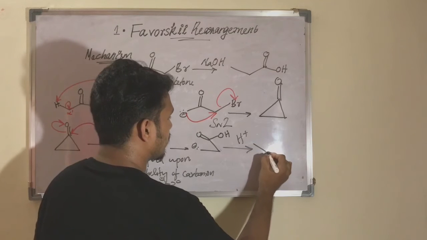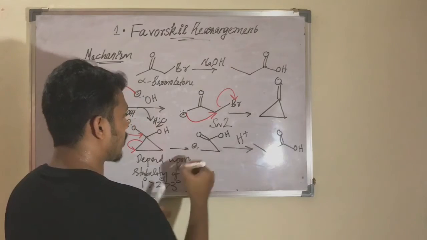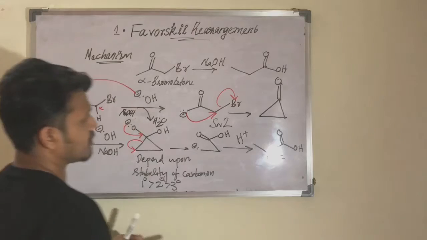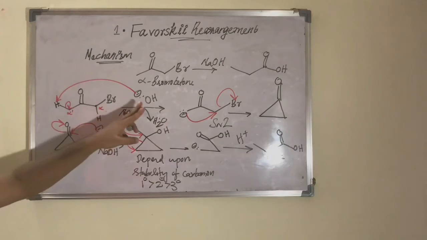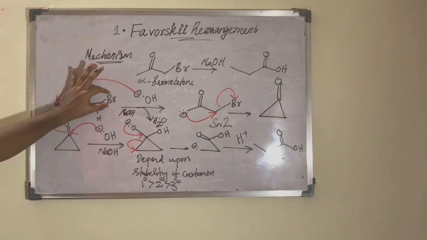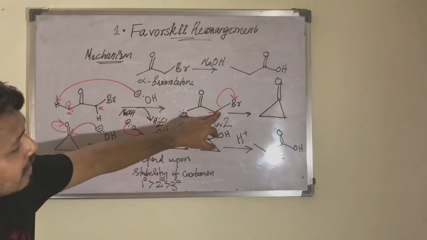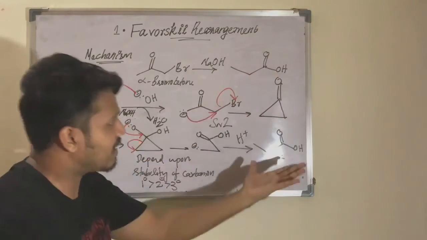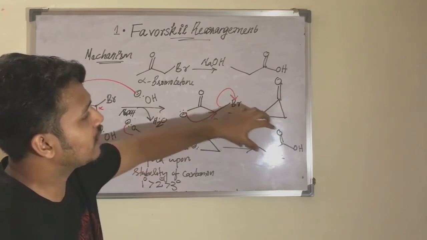So this is the mechanism, and it's very clear. First your base comes and abstracts a proton from the side opposite to your halogen. You will end up with the carbanion. This carbanion undergoes intramolecular SN2 reaction. You will end up with a highly strained 3-membered ring. The driving force is that this is a highly strained system, so it won't be retained.